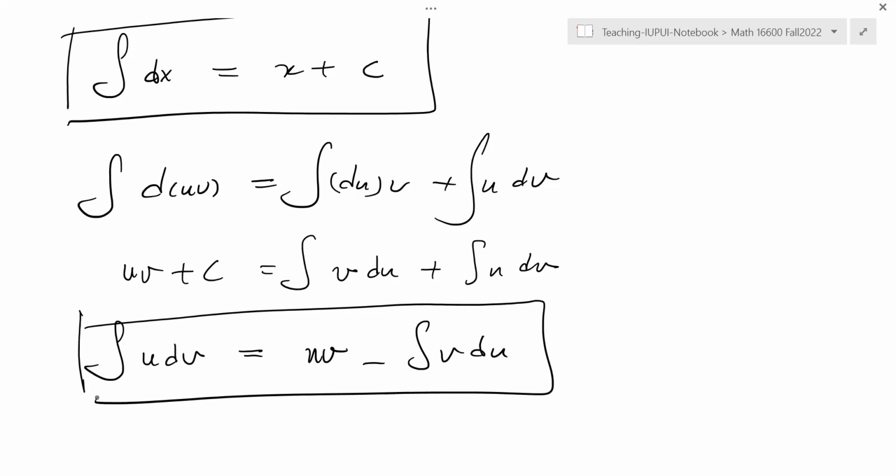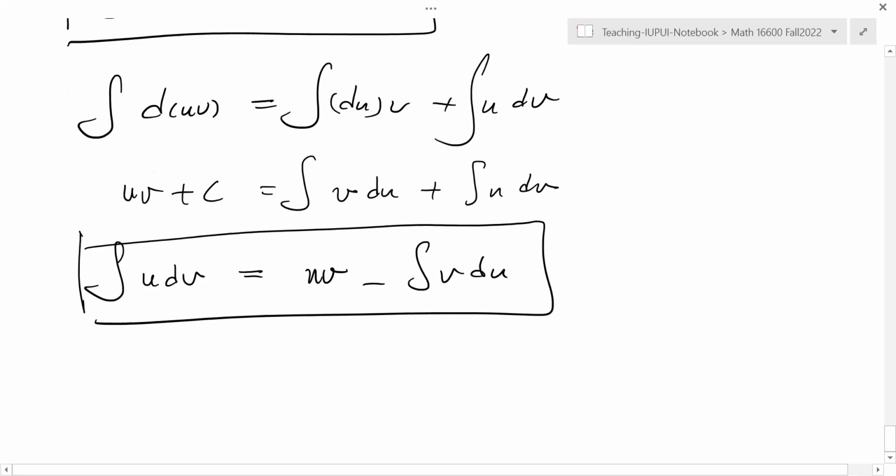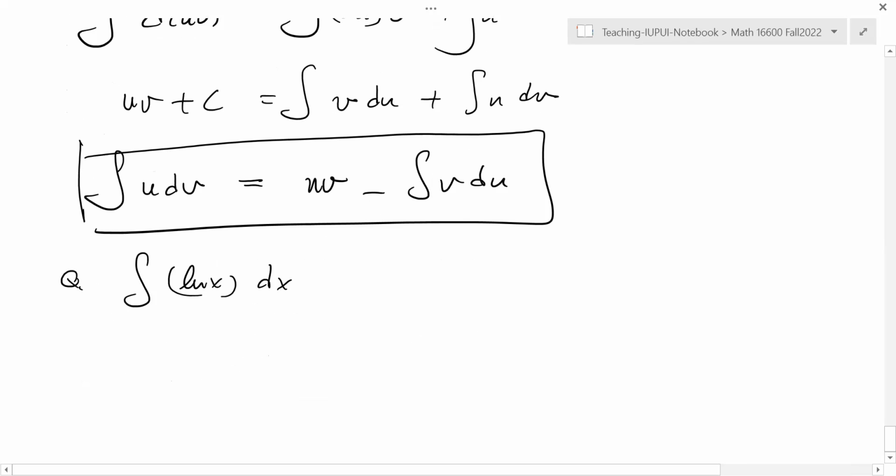And u and v are functions of some variable. So where can we use this formula? Well, for example, the integral of natural log of x dx. I look at this integral. I want to find the antiderivative of this function. How can I find it? I search all the formulas we learned before. No clue.